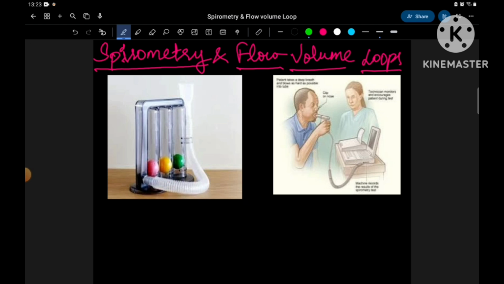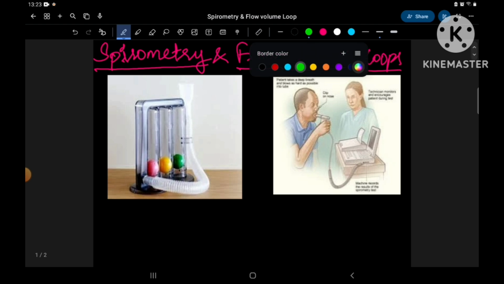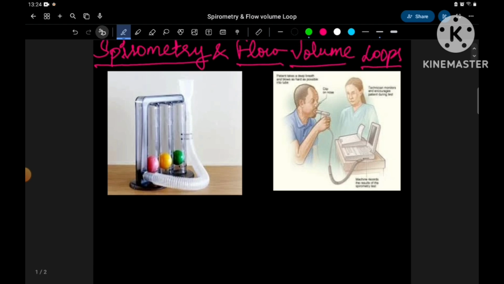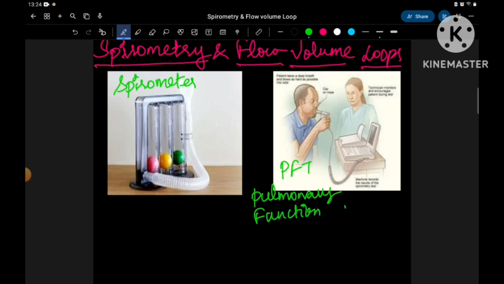So what are these two images which you are seeing now? The first one, what is it called as? It is called a spirometer. And what is this test being conducted here? It is PFT, which is nothing but pulmonary function test.